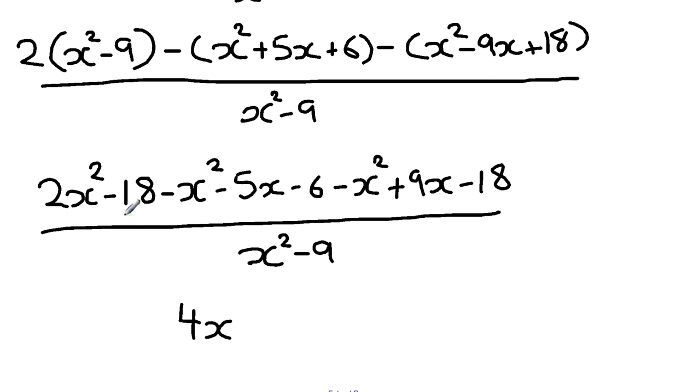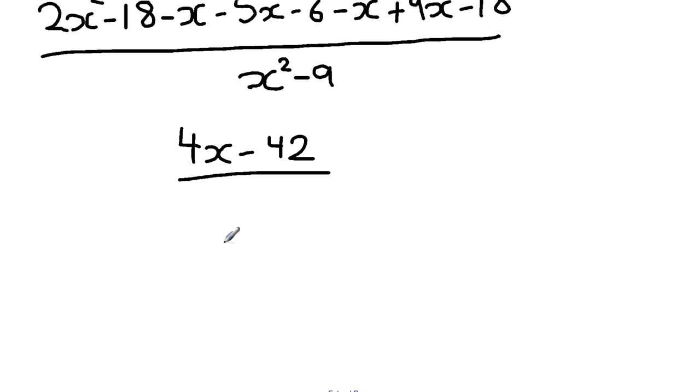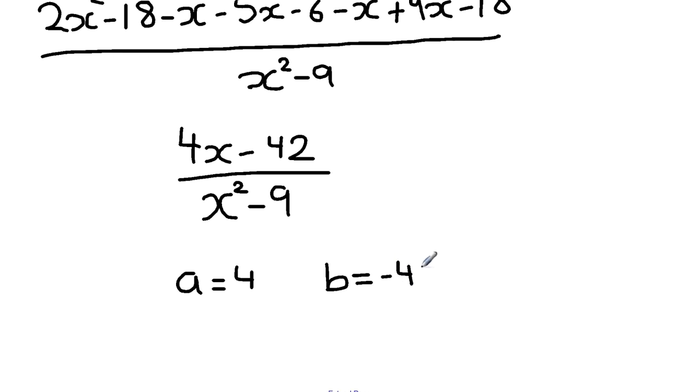And we also have minus 18, minus 6, minus 18, which gives us negative 42, over x squared minus 9. So therefore, the value of A is 4, and the value of B is negative 42.